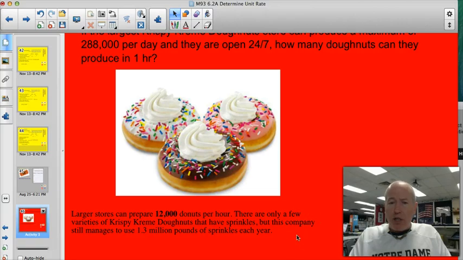That is a lot of sugar. Also, kind of a fun fact I found, there are very few varieties of Krispy Kreme donuts that have sprinkles, but the company still manages to use 1.3 million pounds of sprinkles each year. That is a little sprinkling of trivia for you. All right, you like the punny thing there?